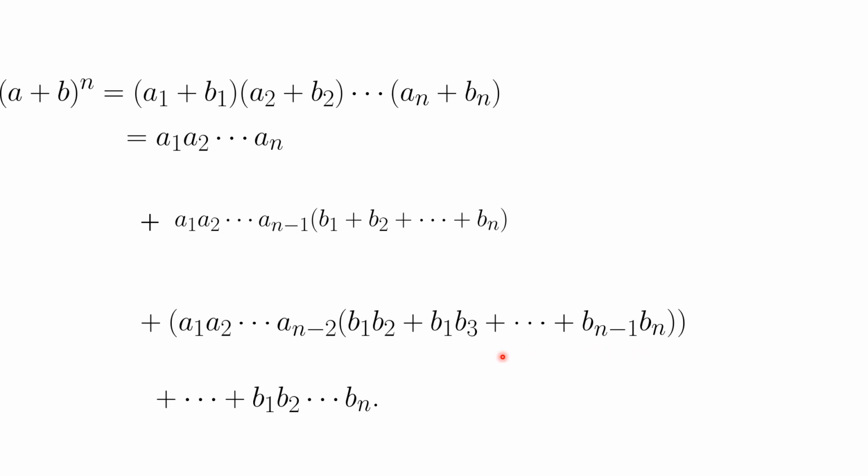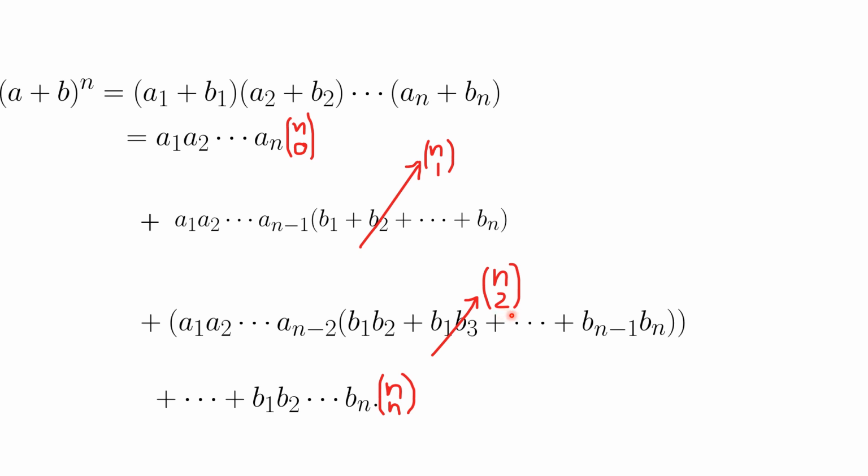The first term becomes a to the power n times n choose 0. Since there is only one way to choose 0 b's, the second term becomes a to the power n minus 1 times b times n choose 1. Since there are n ways to choose 1 b from n factors, the third term becomes a to the power n minus 2 times b squared times n choose 2, since we are choosing 2 b's out of n factors.